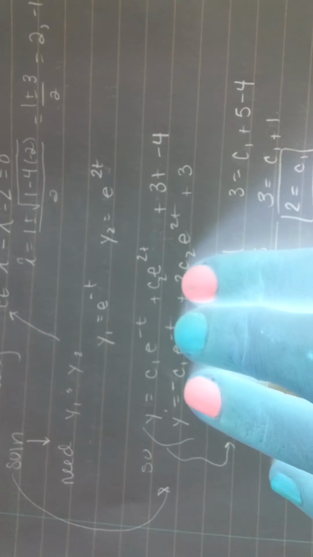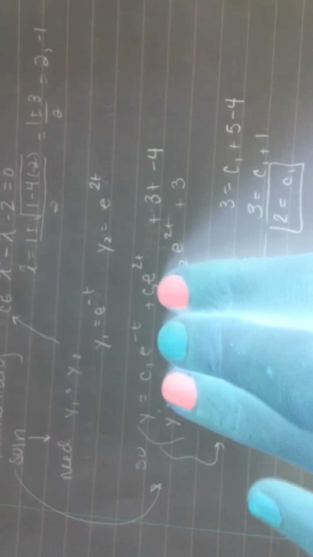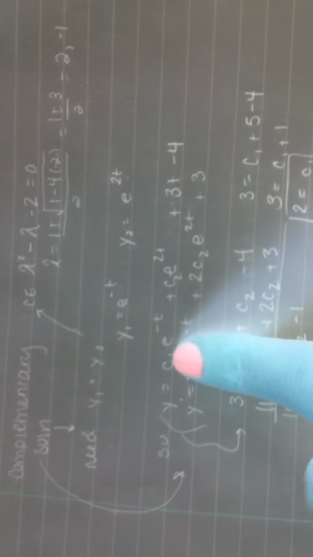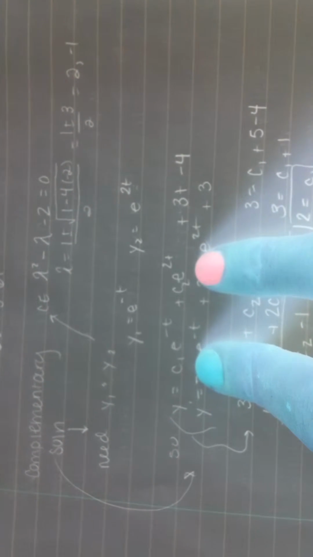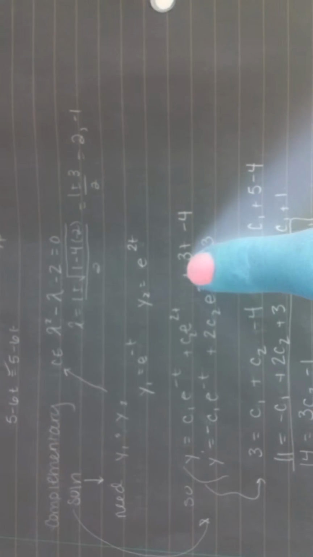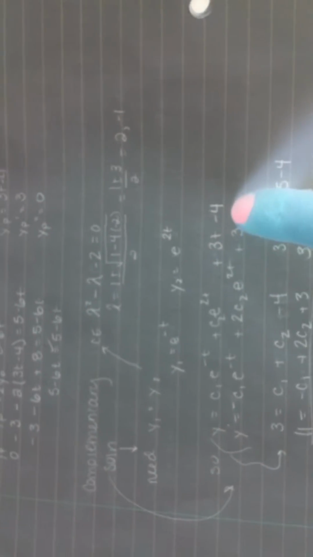So I set up my complementary solution. My complementary solution now is C1 e to the negative t plus C2 e to the 2t. There's my complementary solution portion. Plus 3t minus 4. Where did I get this? That was the particular solution that I was given.